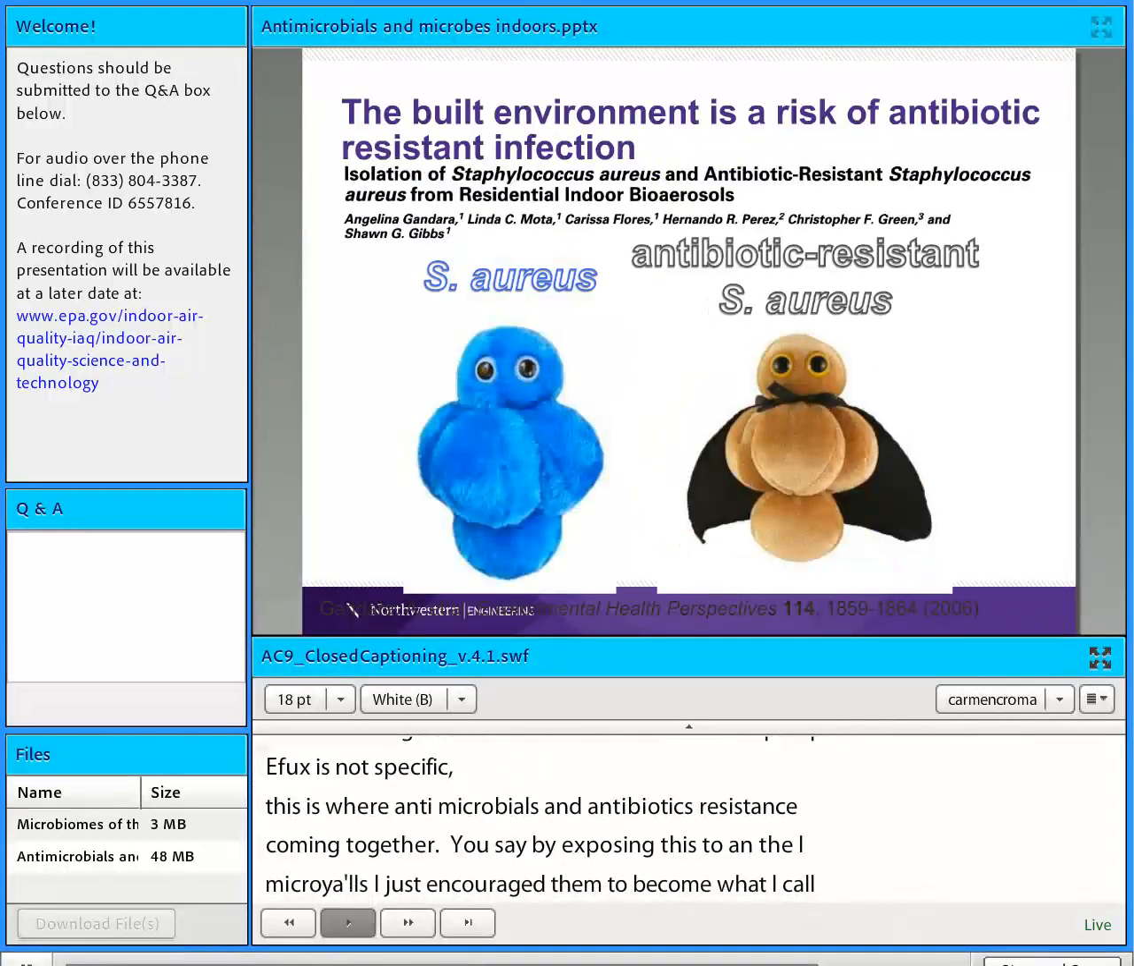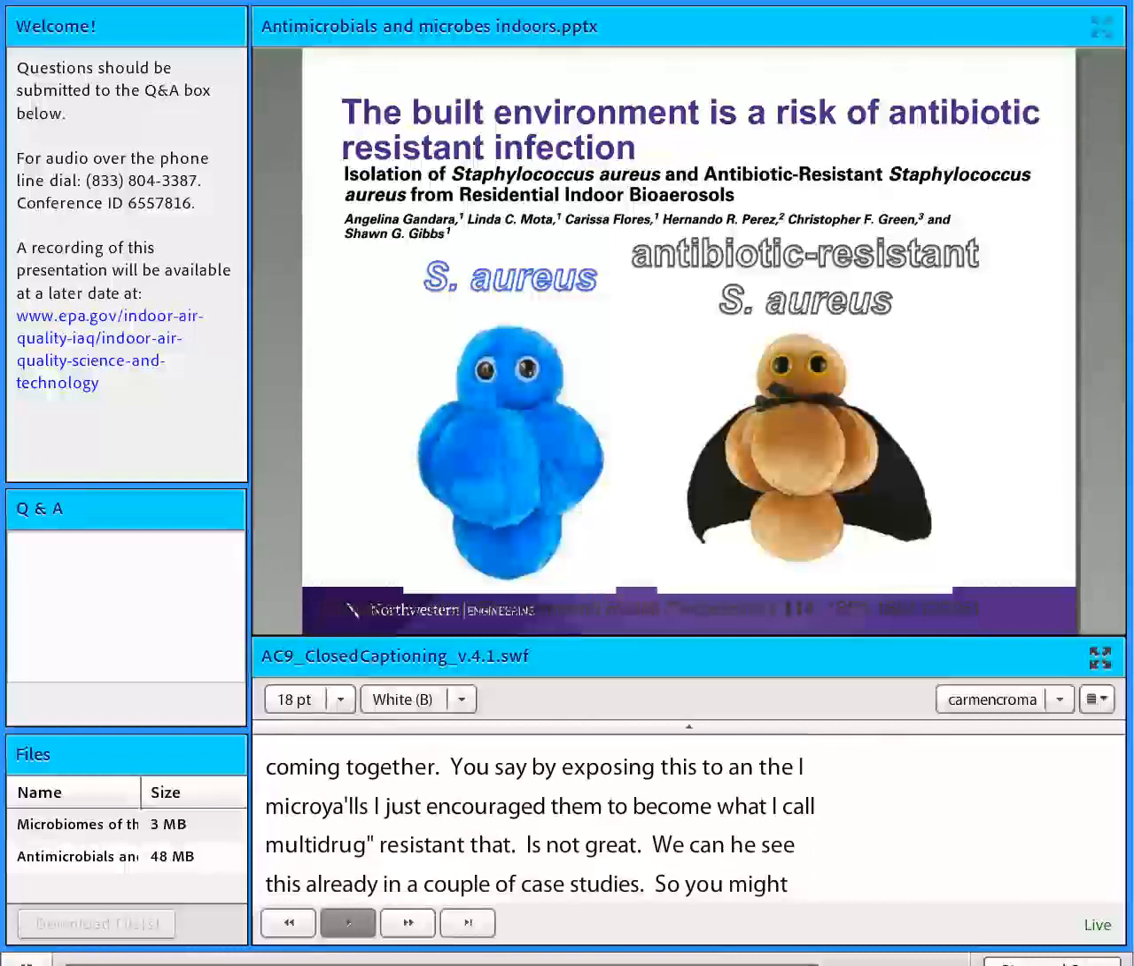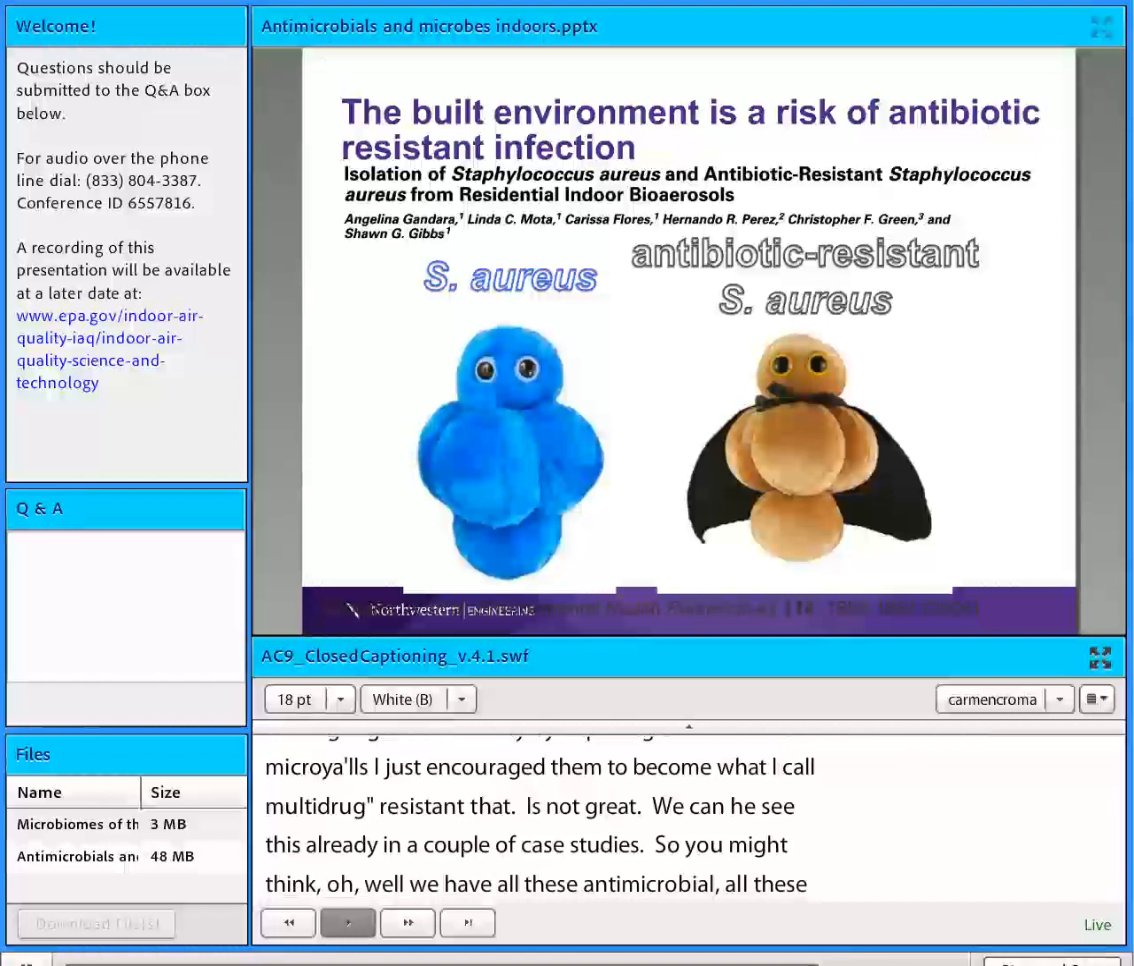So we can see this already in a couple of case studies. You might think, oh, well, we have all these antimicrobials, we have all these microbes. Are there actually more resistant microbes in the built environment?